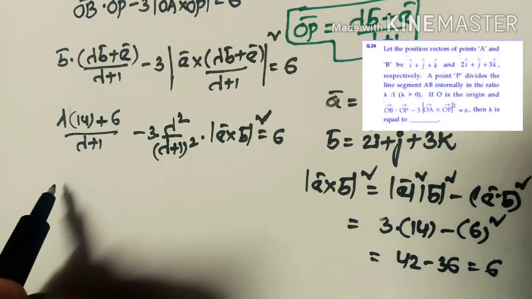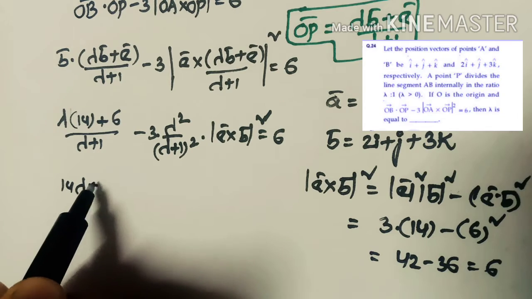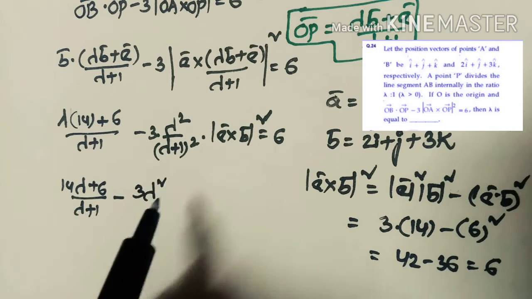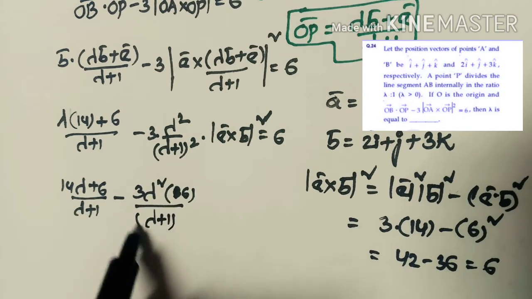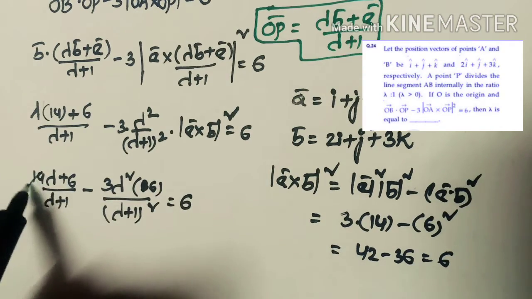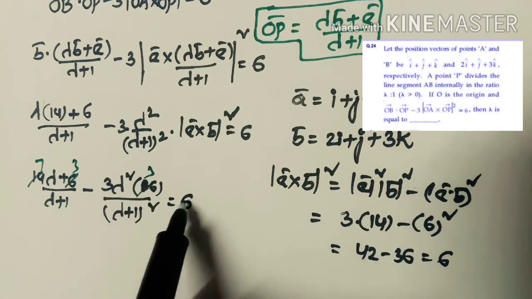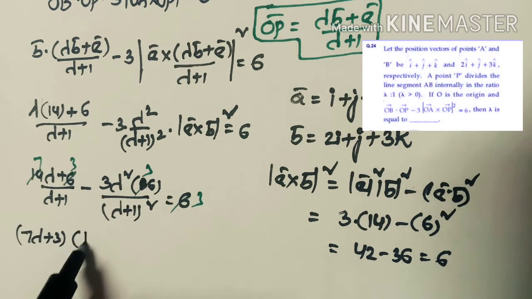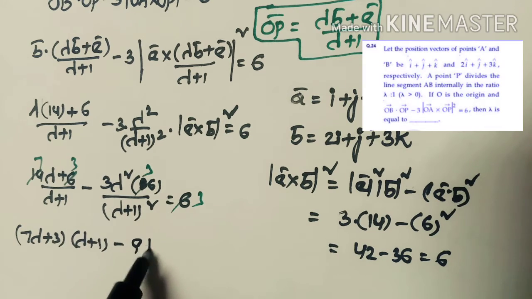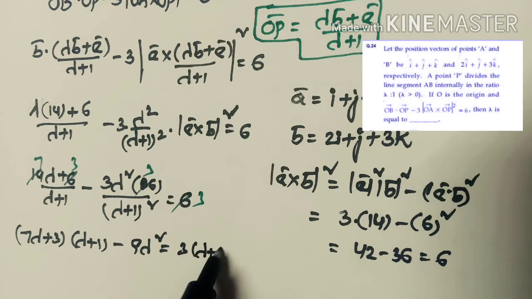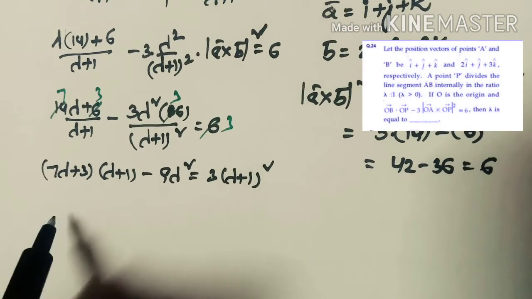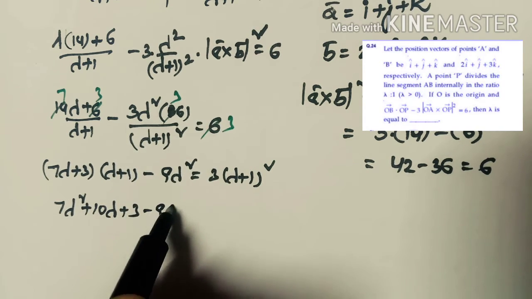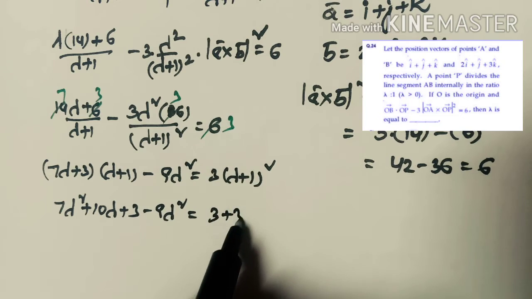Now replacing that value here: (14 lambda plus 6) by (lambda plus 1) minus 3 lambda square into 6 by (lambda plus 1) whole square equals 6. Now two cancellations, 7, 3, 3, 3. Now taking the LCM: (7 lambda plus 3) into (lambda plus 1) minus 9 lambda square is equal to 3 into (lambda plus 1) whole square. Now taking the expansions: 7 lambda square plus 10 lambda plus 3 minus 9 lambda square is equal to 3 plus 3 lambda square plus 6 lambda.